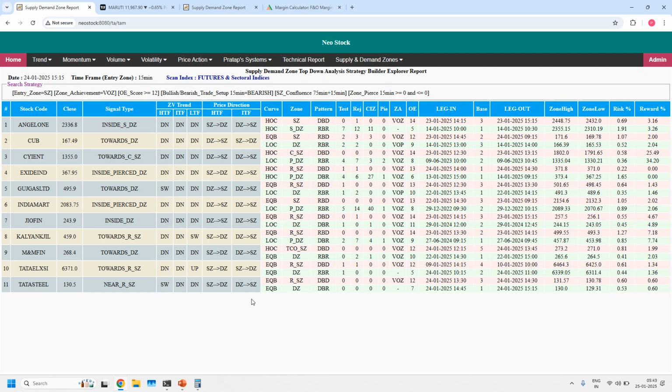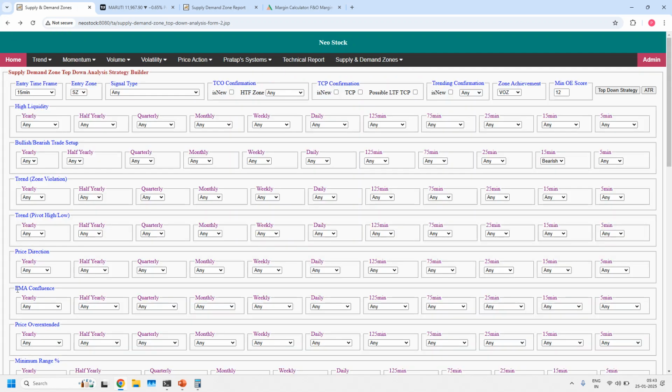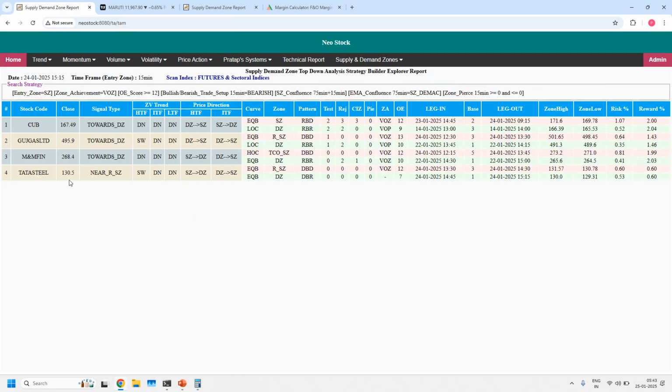It's all a probability game. Okay, out of these 11, how many again have EMA confluence? Let's verify. For EMA confluence, we use the 75 minutes time frame, because the 15-minute zone overlaps with 75. That's why we are checking whether the 75 minute supply zone has daily EMA confluence. Because it is a bearish trade setup, we are looking at supply zones. See, 4 stocks are filtered. Probably these 4 stocks have a much higher probability of success, provided they satisfy the remaining 4 checklist items, which we need to verify manually.